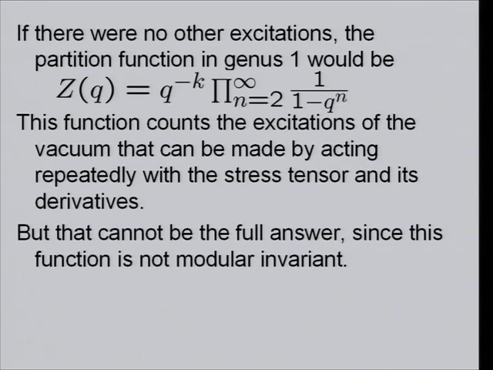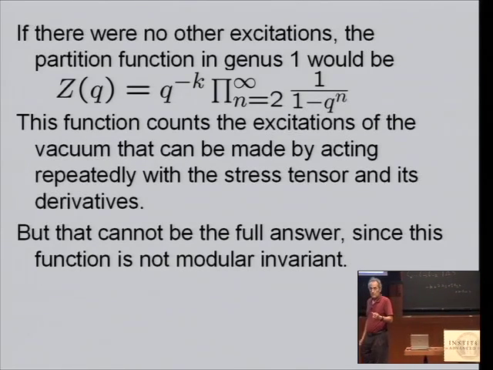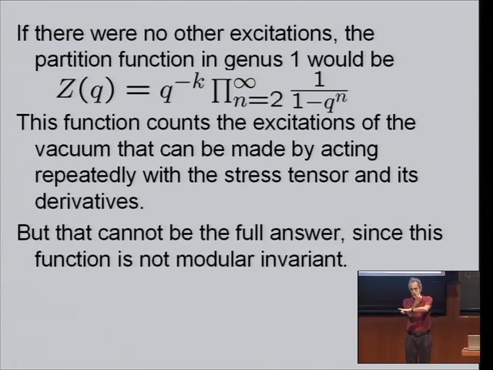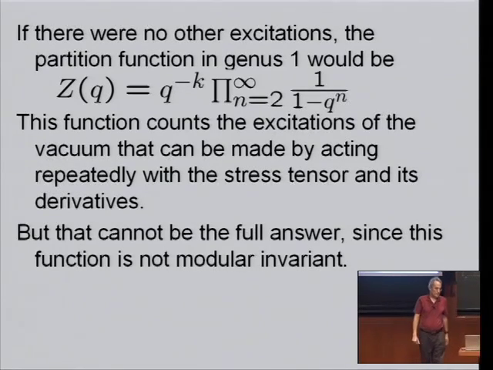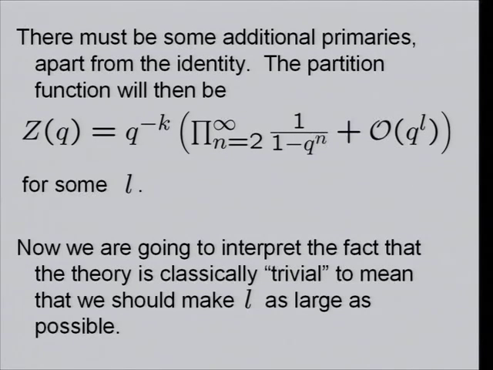Now, although it's a nice function, it can't be the full answer because it's not modular invariant. Modular invariance is a special case of general coordinate invariance that exchanges the space direction and the time direction. When we go to Euclidean signature, we should be able to exchange space and time, a 90-degree rotation, so to speak. And that gives what should be the symmetry of the partition function, but this particular function isn't modular invariant. So there have to be some additional states, which in the lingo means there have to be some additional primary fields other than the identity.